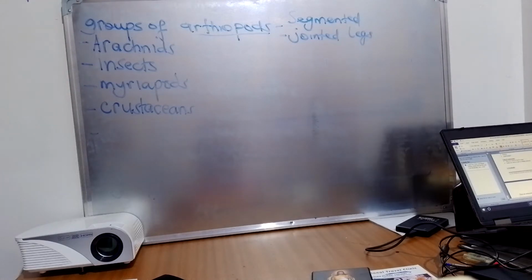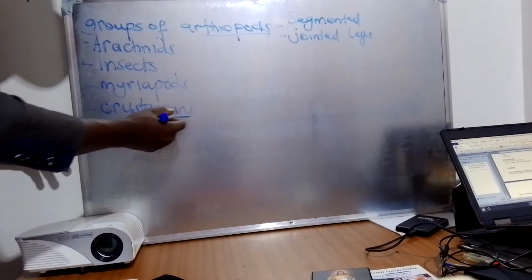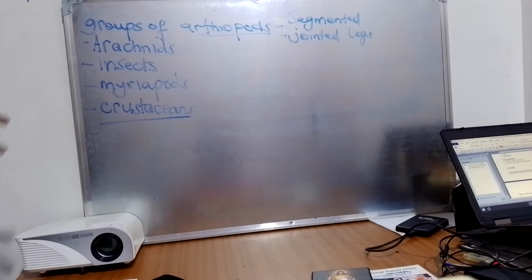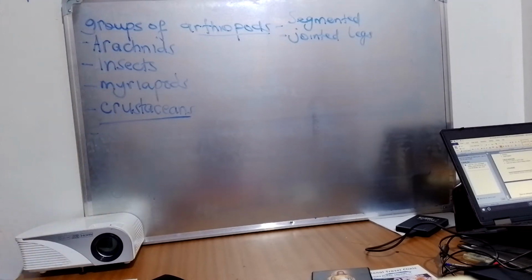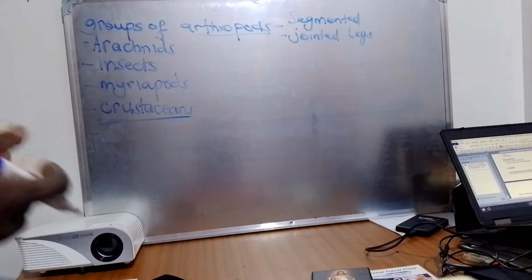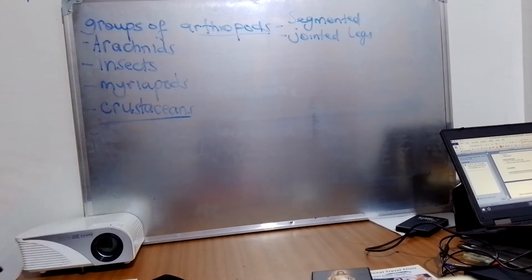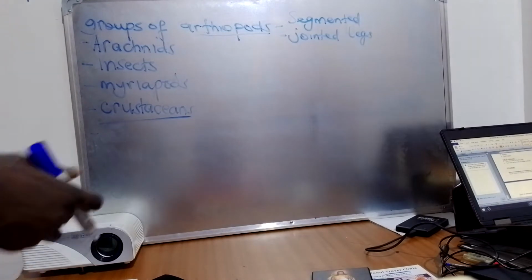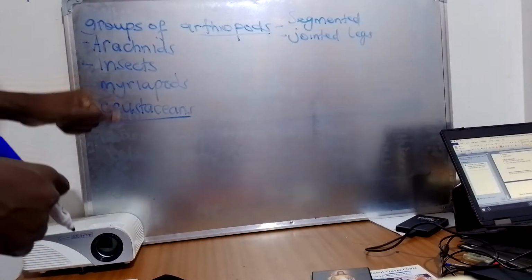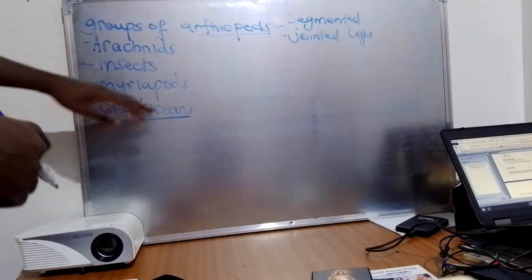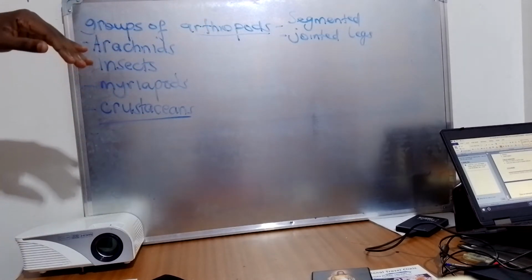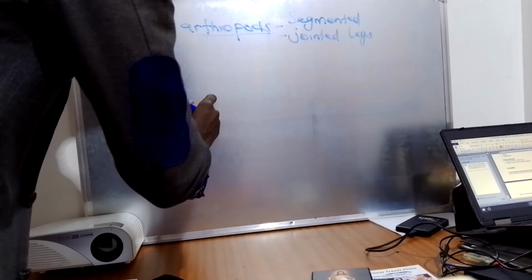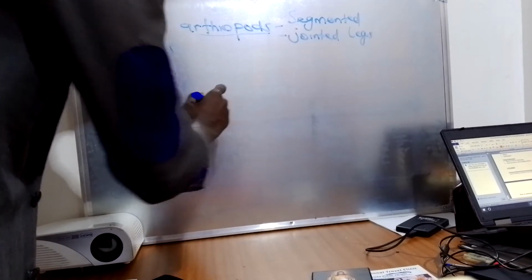So today we are looking at crustaceans. Some other people can pronounce it differently, but for my own case, I pronounce it this way. Now, let us see what crustaceans are. Crustaceans are arthropods that have the following features.